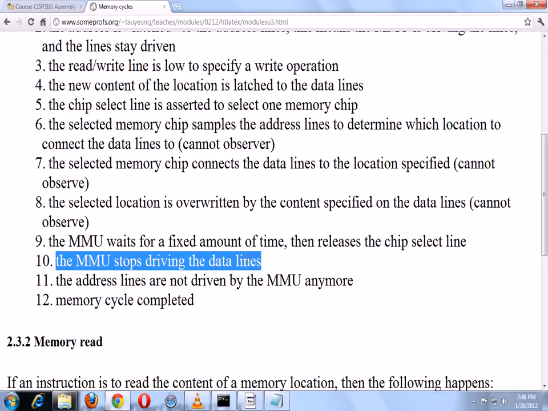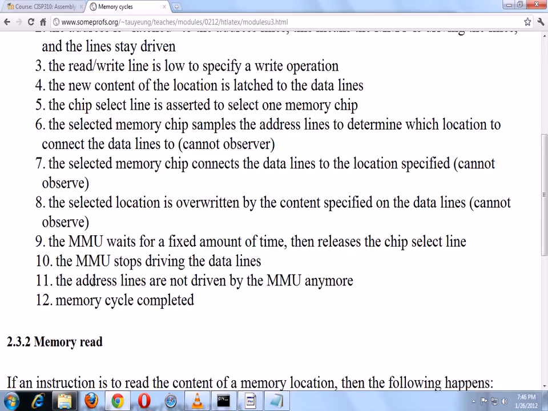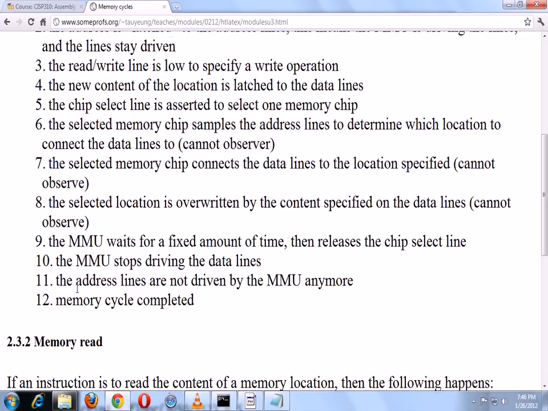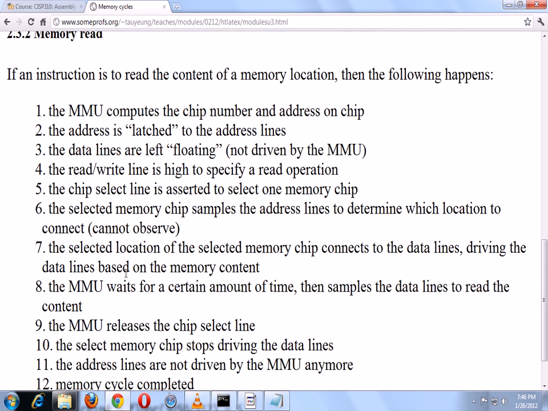can all play into this. So when the MMU thinks the whole thing is over, it will stop driving the data lines, it will stop driving the address lines, and the memory cycle is concluded. Are we doing okay so far with a write cycle? A read cycle is about the same. It is just as tedious, except the read-write line is high in order to specify a read operation.